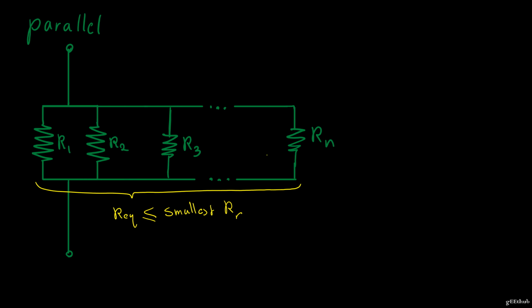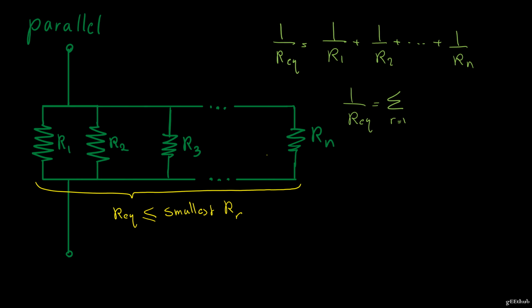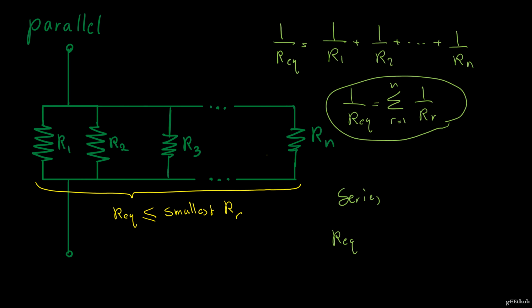So if I am to create an equation for n resistors in parallel, that would be 1 over R equivalent is equal to 1 over R1 plus 1 over R2 plus dot dot dot plus 1 over Rn, which we can simplify with a summation notation, from 1 to n, addition of all of them. And for series, it's much simpler. If we want to develop a summation equation, it's going to be the summation of all the resistors.